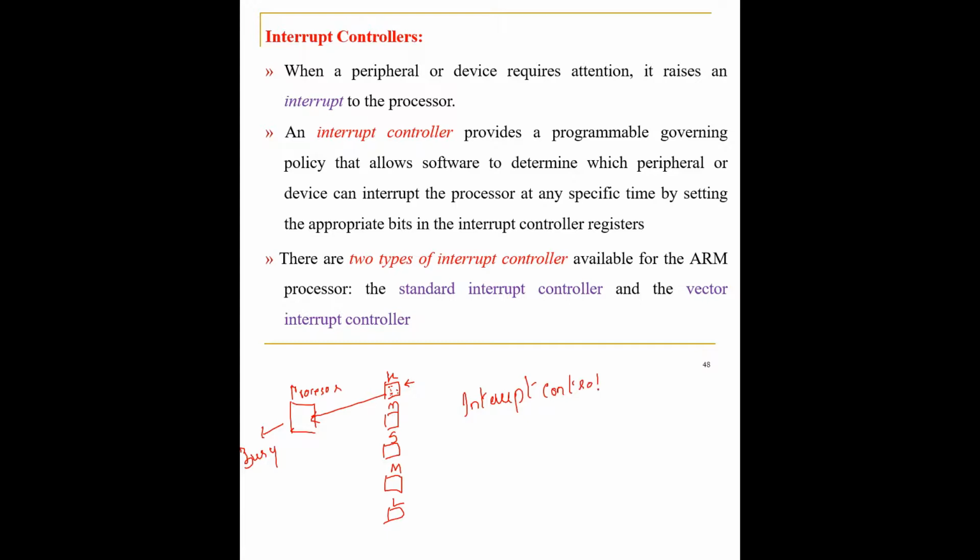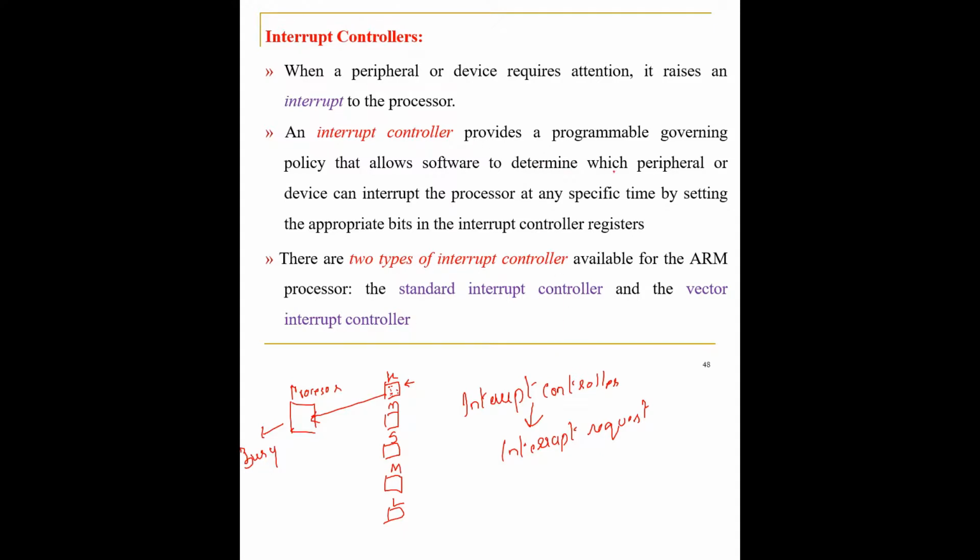This controller will raise an interrupt request. It will request the processor saying that someone from outside wants to give the data. That is all this interrupt controller is going to do. Whether the interrupt request will be accepted or denied by the processor depends on the processor itself. But basically the work of the interrupt controller is to raise the interrupt request.